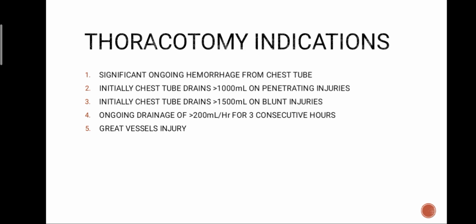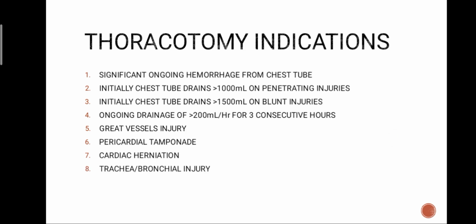Then whenever there is a great vessel injury, like aorta, and pericardial tamponade, that is when the blood is filled in the outer spaces of the heart and the blood is compressing the heart and the heart couldn't work properly, you can do thoracotomy only on chest trauma cases. And cardiac herniation, tracheal or bronchial injury, which is the immediate cause of death, and esophageal perforations and air embolism. For all these, you would require to do a thoracotomy.